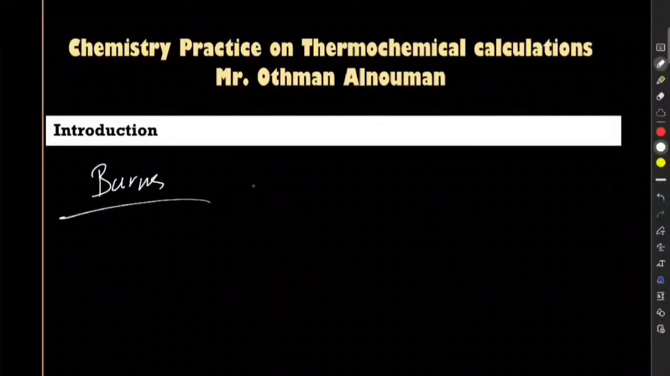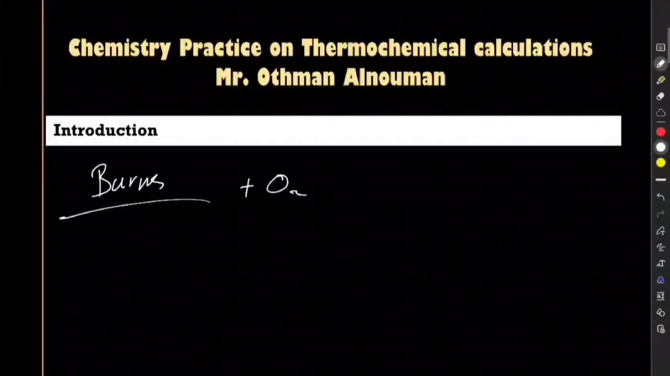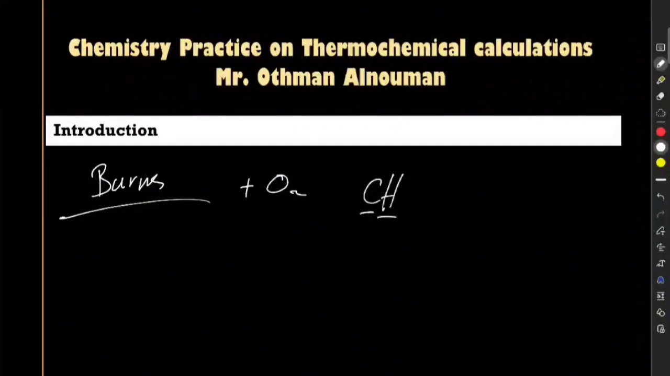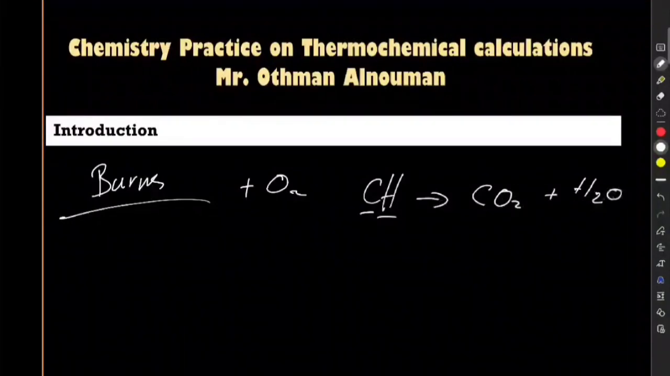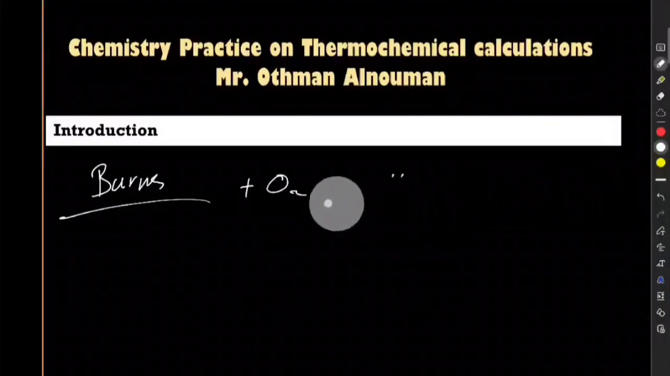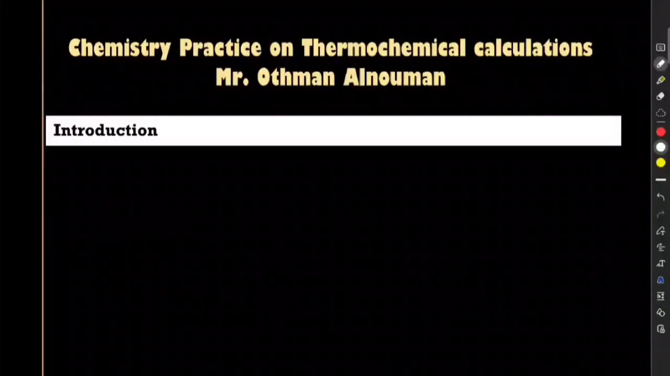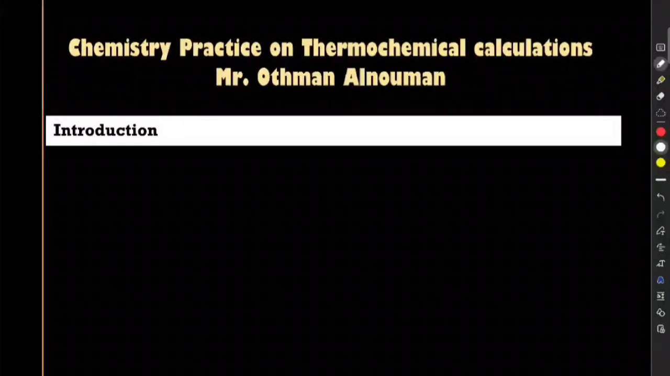For something to burn, it needs to react with oxygen, and if you have an organic substance, which has carbon and hydrogen, it will give you carbon dioxide and water. If you have an inorganic substance, it will give you oxides, other ones, but let's focus on these organic substances. Now when it tells you to calculate the combustion of any substance, you need to first balance the equation.